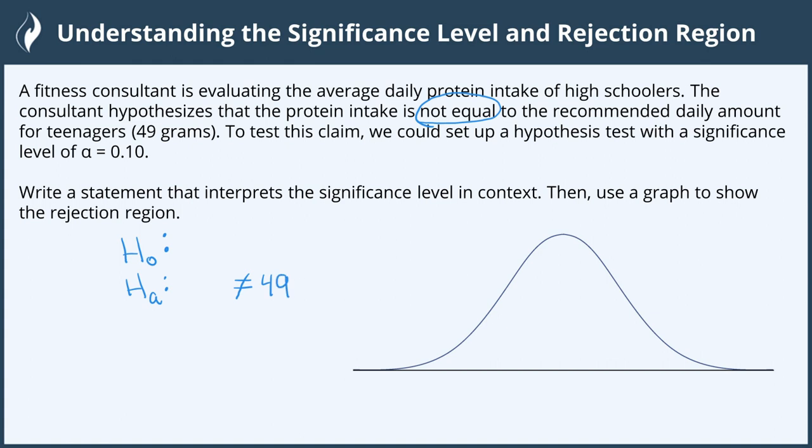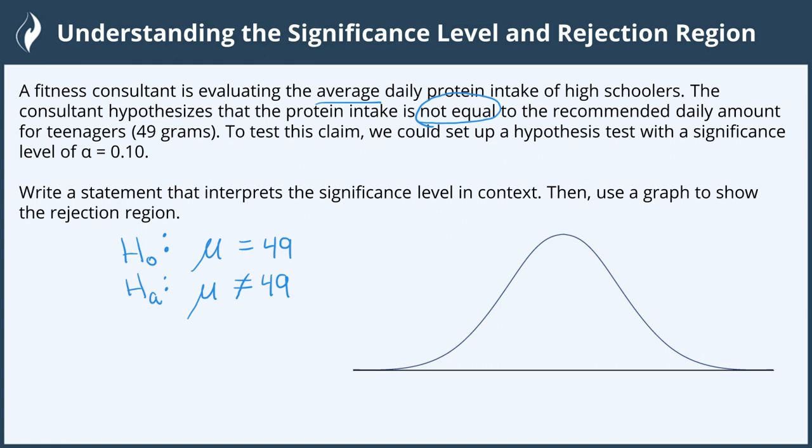And this is about the average daily protein, so we're going to use mu. Our alternative is mu does not equal 49. This means that our null hypothesis is that mu does equal 49. And we know that the null always has some form of an equal sign, whether it's equal, less than or equal, or greater than or equal. All of those will be the null hypotheses that are accepted for the null.